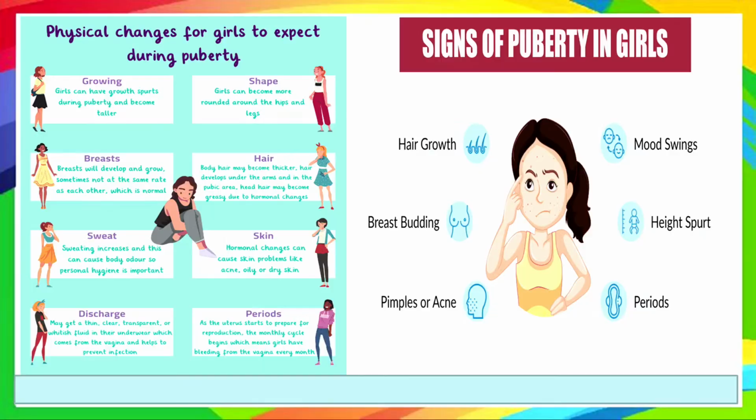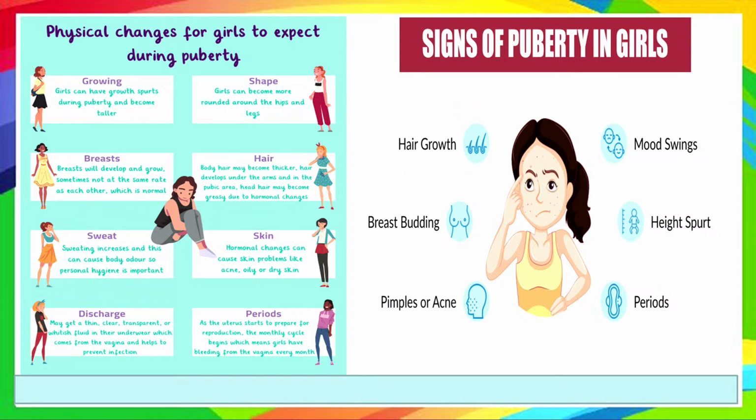Okay. So here you can now see the physical changes that we expect for girls during puberty. Growing, girls can have a growth spurt during puberty and they become taller. The body shape will also change. Girls can become more rounded around the hips and the legs. The breasts will develop and grow, sometimes not at the same rate as each other, which is a normal thing. So don't be worried about that also.